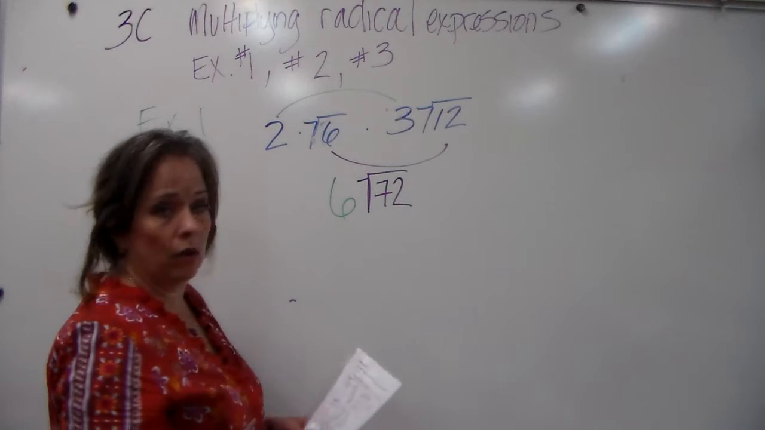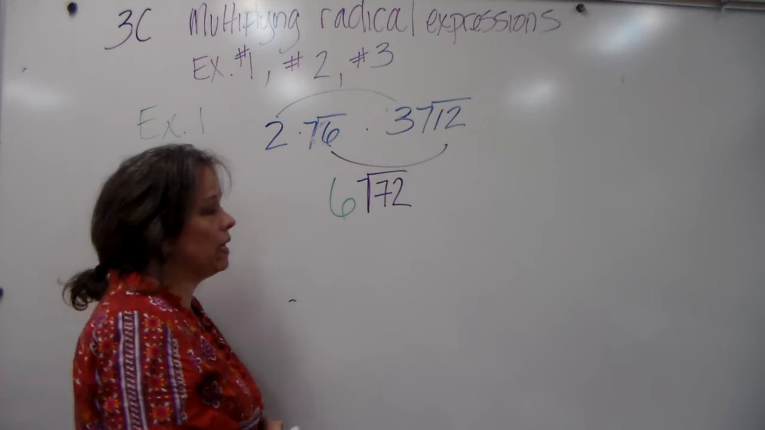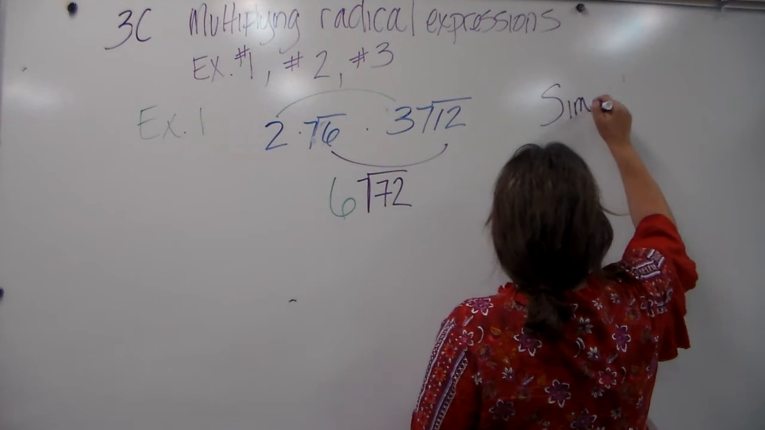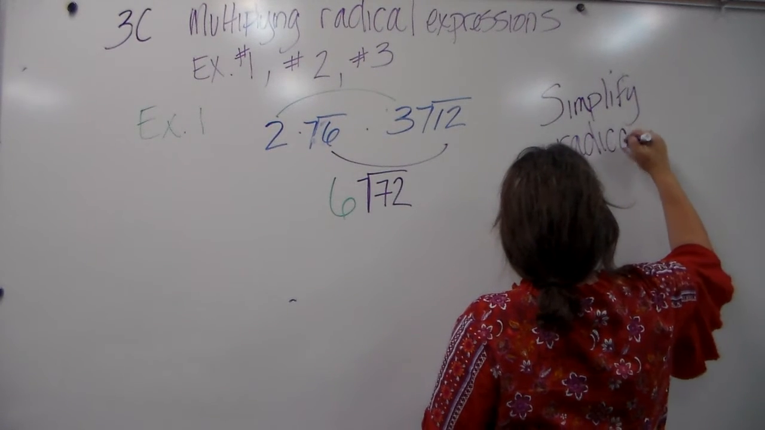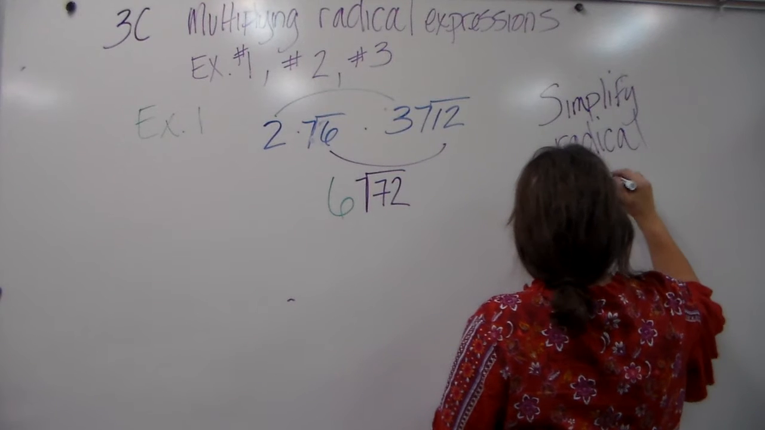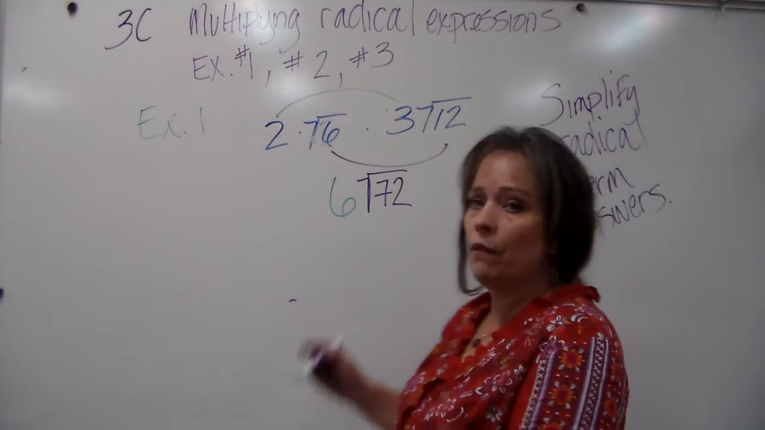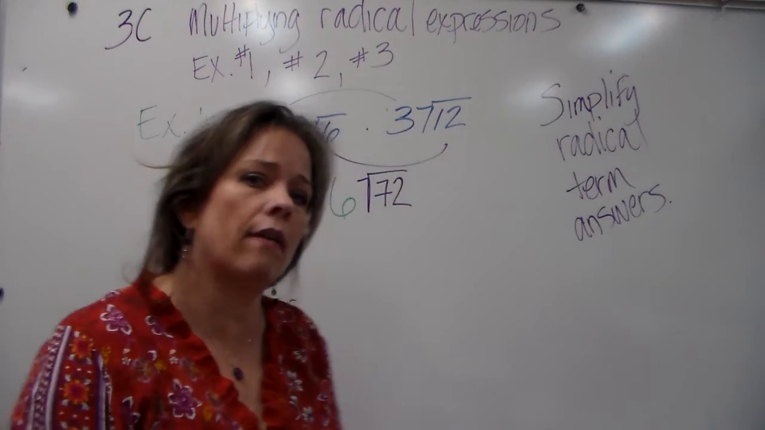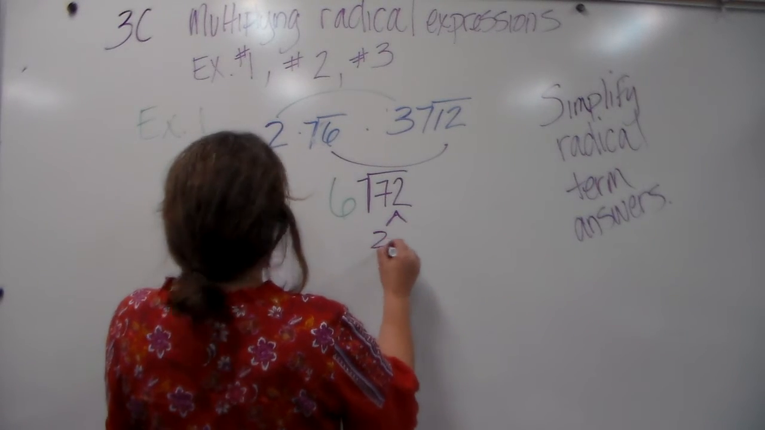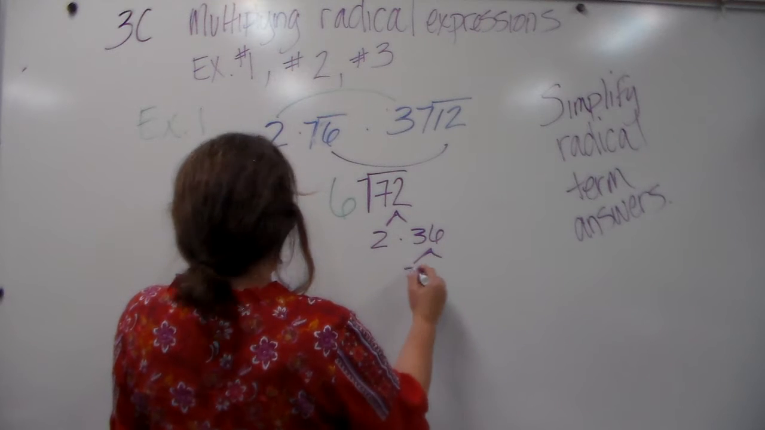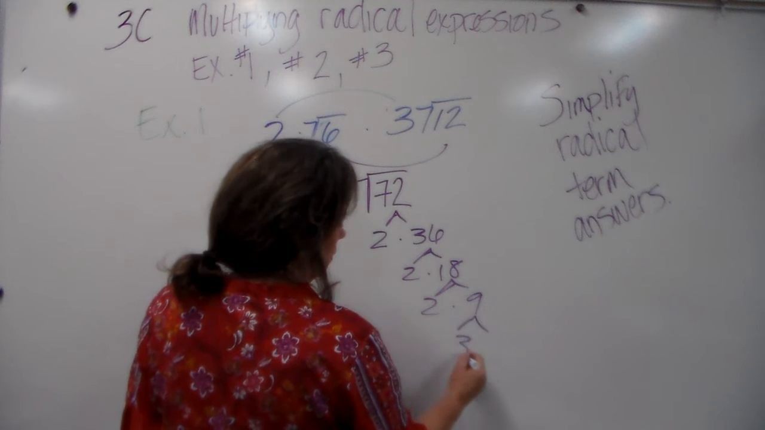And that was example number 1. And we can't leave our answer like that because we always want to simplify our radical answers. And that means we always use our factor trees and see if we can simplify that radical. And so this radical will simplify, and when we divide out and do our factor tree, we're going to get a factor tree that looks like this.